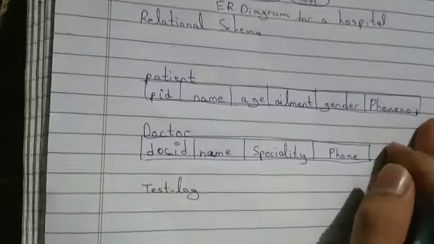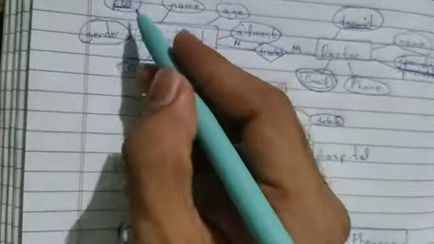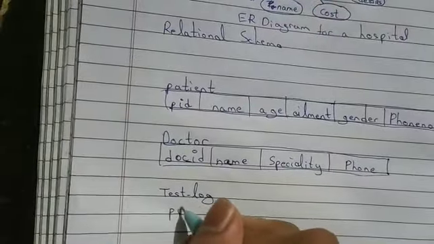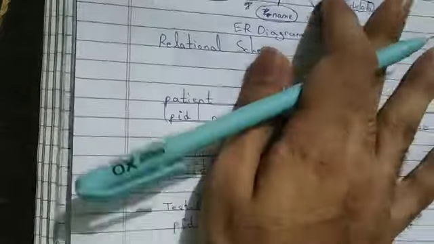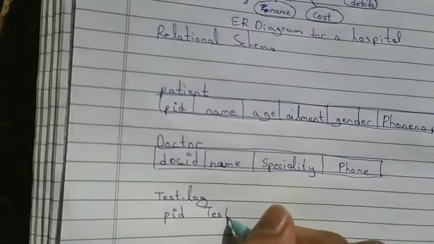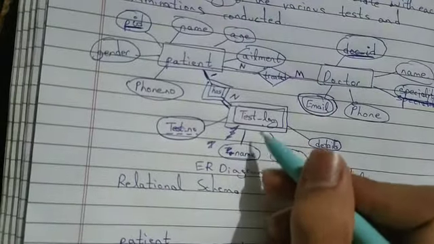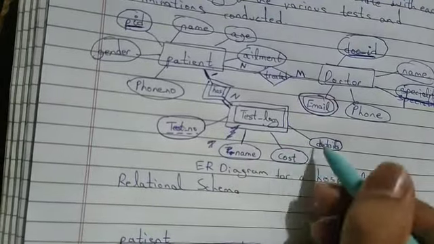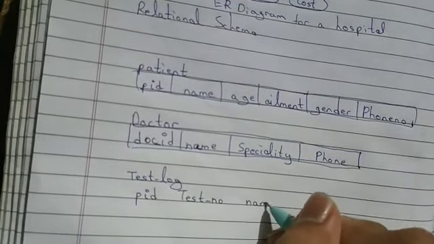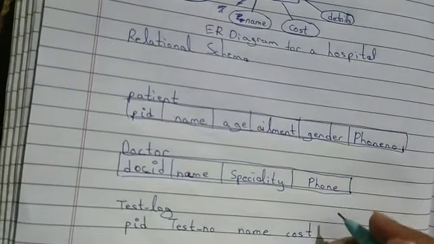test number, and the partial key is underlined with a dotted line. So now in our test log, we'll have the primary key of the patient entity, along with its own partial key. The partial key is test number. Now we'll have the other remaining attributes as they are, that is name, cost, and details.